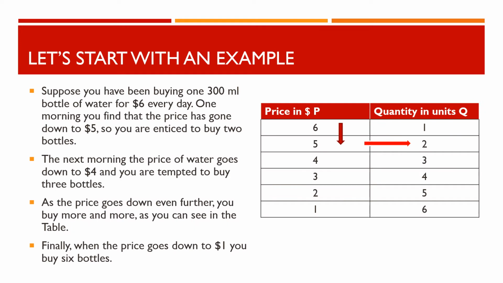Suppose you have been buying one 300 milliliter bottle of water for $6 every day. One morning you find that the price has gone down to $5, so you are enticed to buy 2 bottles. The next morning the price of water goes down to $4, and you are tempted to buy 3 bottles. As the price goes down even further, you buy more and more, as you can see in this table. Finally, when the price goes down to $1, you buy 6 bottles.